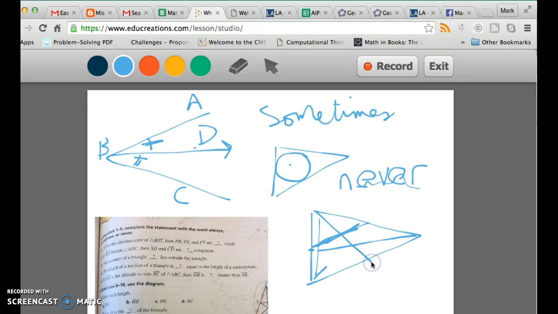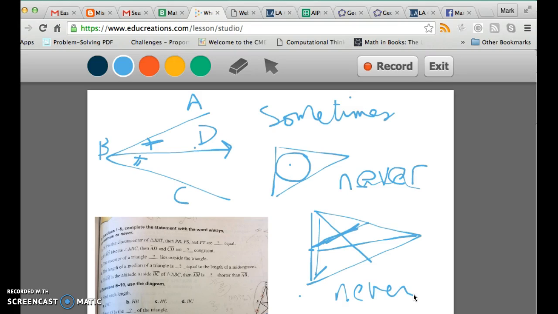this median. Like they might happen to be equal by a fluke. So either never, but definitely not always. So medians and midsegments are different. They're usually different. Either never or sometimes for number four. I'll say never.